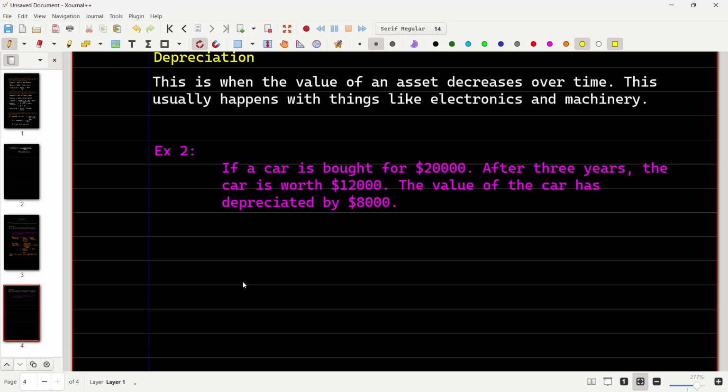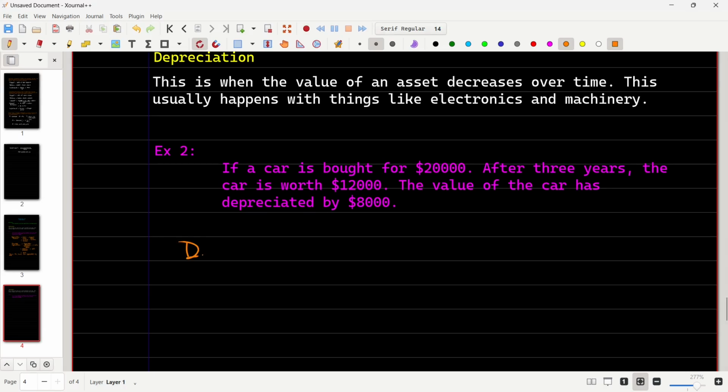If a car is bought at 20,000, after 3 years, the car is worth 12,000. The value of the car is depreciated by 8,000. Now again, what you'd be required to do in something like this is show things like the depreciation amount, and things like the percentage depreciation. Now again, it's the same formulas. It's just that you have to interpret the negative sign.